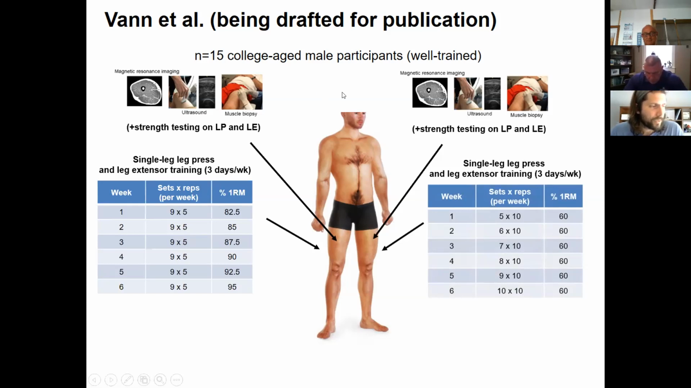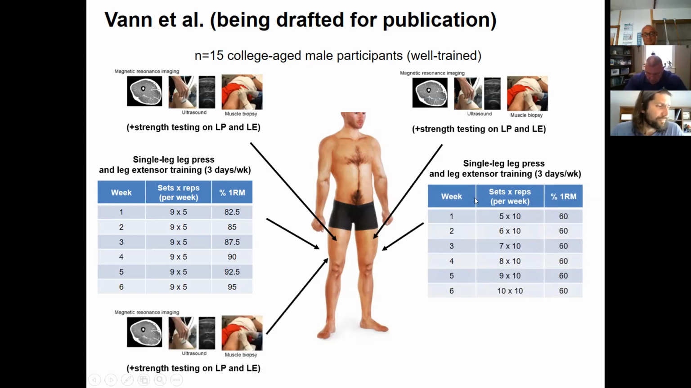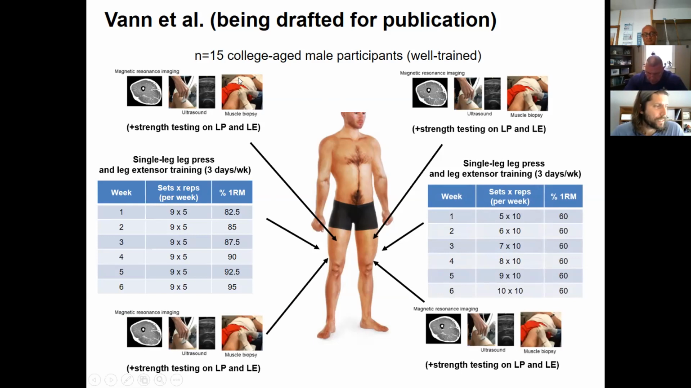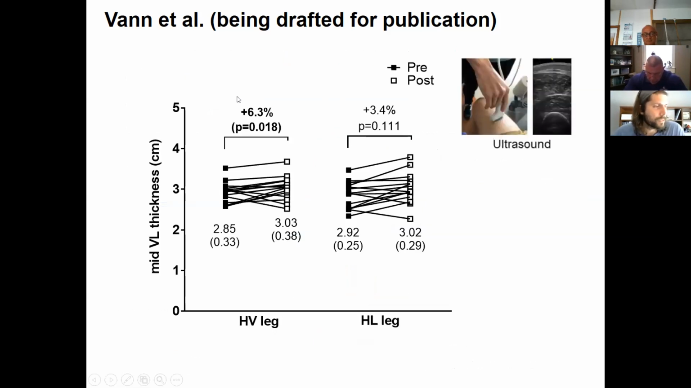What we liked about this study design is that each participant was his own control. And when we looked at pre and post change scores and all of these things that we were measuring, we can confidently compare higher load training to higher volume training. And then after the training, we replicated the same testing battery, doing MRI, ultrasound, and muscle biopsies. Now we're working on the MRI data, but we do have the ultrasound data.